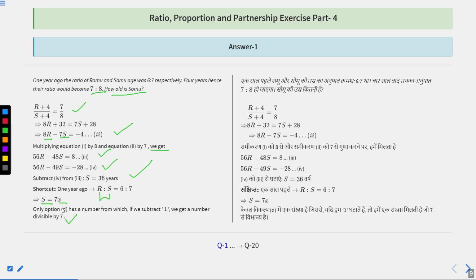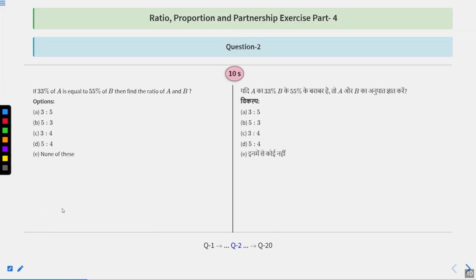Clear? Second one. If 33% of A equals 55% of B, then find the ratio of A and B. You have 5 options and 10 seconds to analyze the question. Your time starts now.